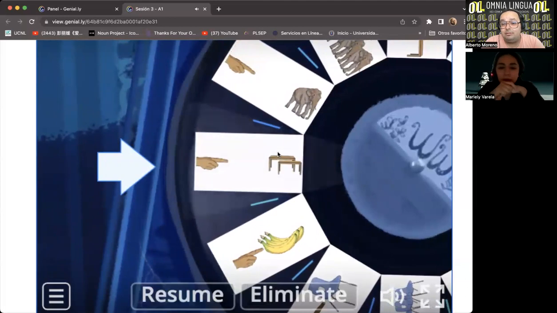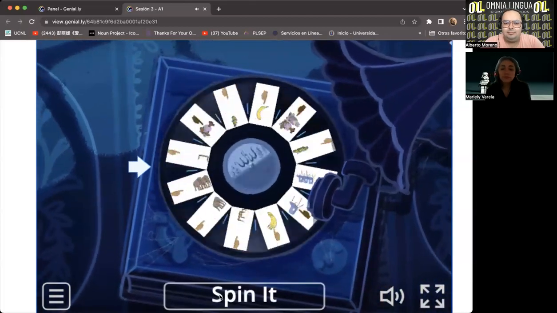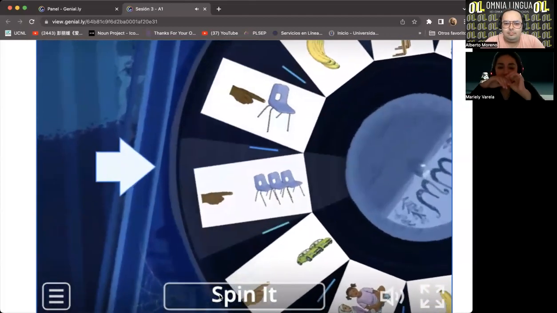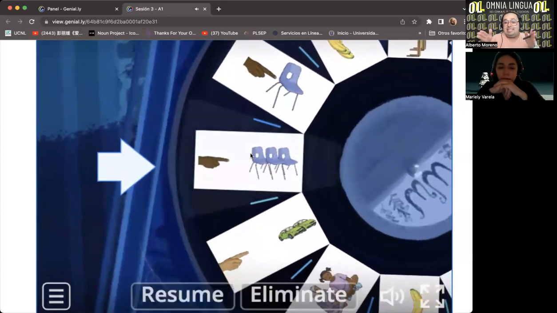We have table in plural, tables. And it's far. Those are tables. Tables. Very good. Next. Something that is near, close to me, I mean close to you. Chairs. Those are chairs. Chairs. Very good. Next.